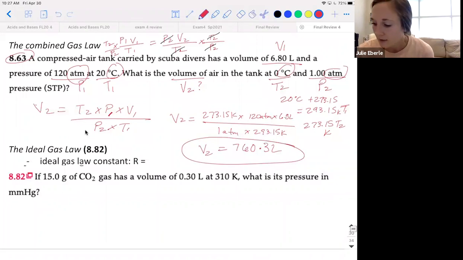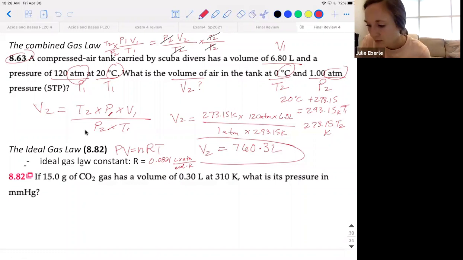Okay, ideal gas law. Remember, ideal gas law is PV equals nRT, and your R is a gas law constant whose value is 0.0821. And you got lots of units here. We got units of liters times atm over moles times Kelvin.